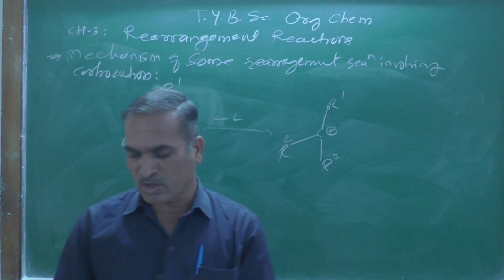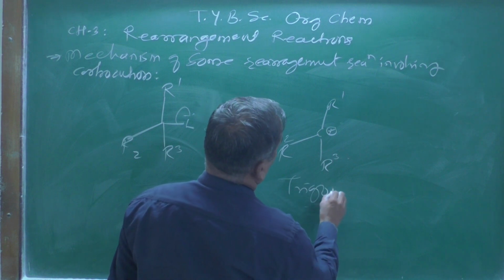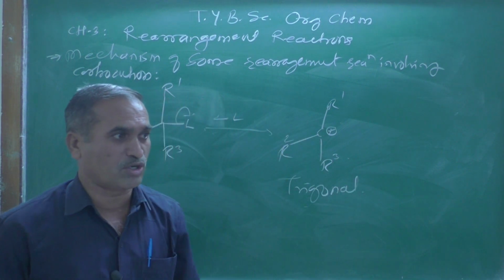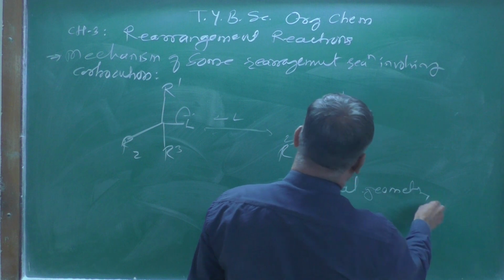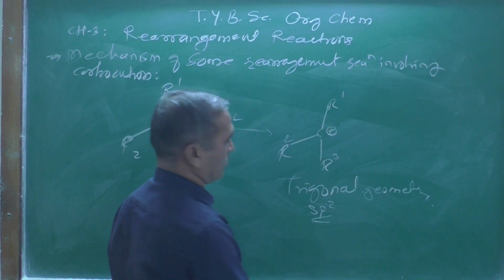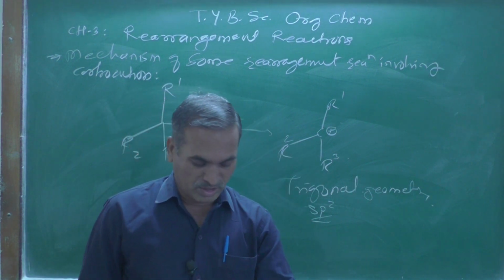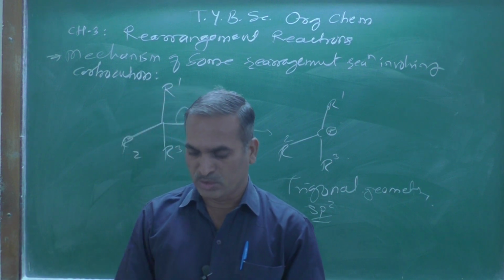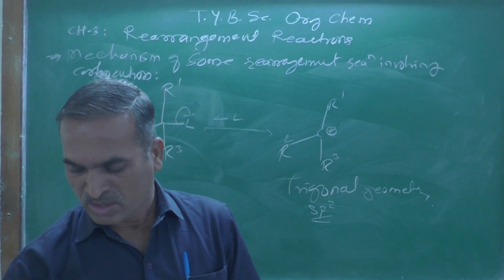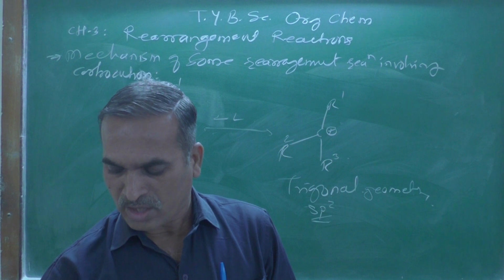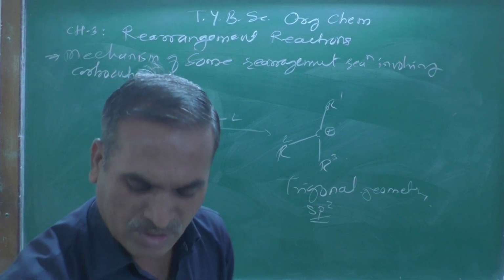What type of geometry does the carbocation have? It has trigonal geometry, and the hybridization will be sp2, because there is an empty p orbital present, which can accommodate electrons. These carbocations get rearranged mostly intramolecularly or intermolecularly, depending on the stability of the carbocation.